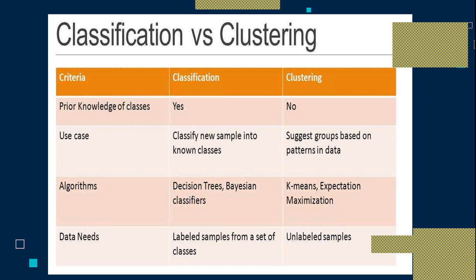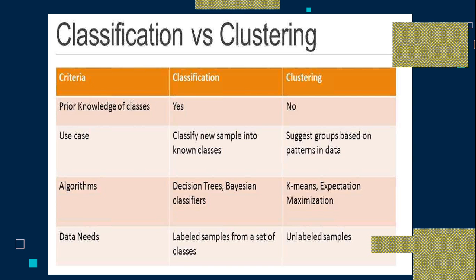Classify new samples into the known classes. You have to classify the data set into the known classes. So you already know the classes: a cat is a class, dog is a class, boy is a class, girl is a class. So you have to just classify that sample into those known classes because you already know how many classes are there. There may be 2 classes, 3 classes or n classes.